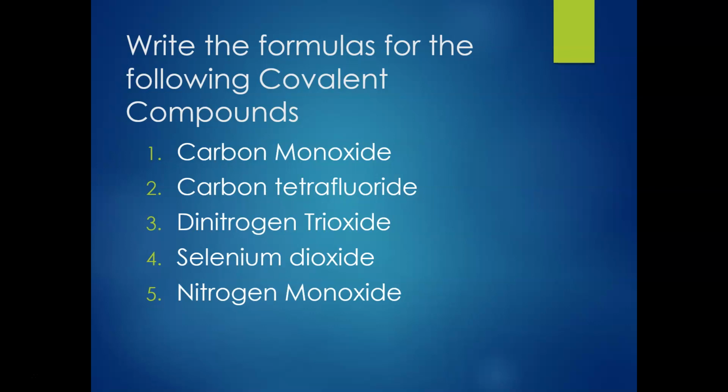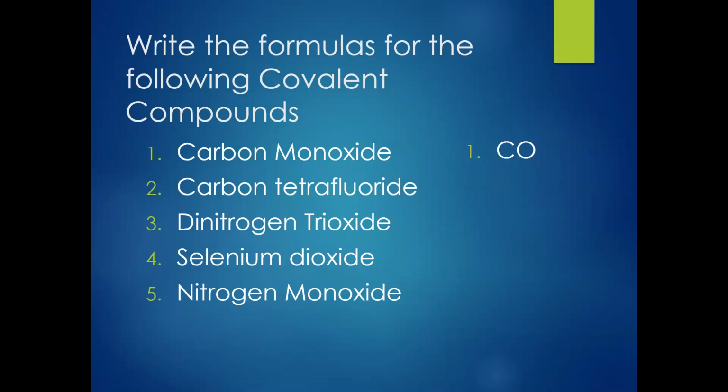So you're now being asked to write the formulas for the following covalent compounds. Let's do the first one together. So you have carbon monoxide. So since there's no prefix in the front, we know that means we only have 1 carbon. We see the prefix mono, which means we only have 1 oxygen. So 1 carbon, 1 oxygen, we're going to write it as CO. See how simple that is? Now I want you to pause this video and try the other 4 all on your own. Come back when you're finished.